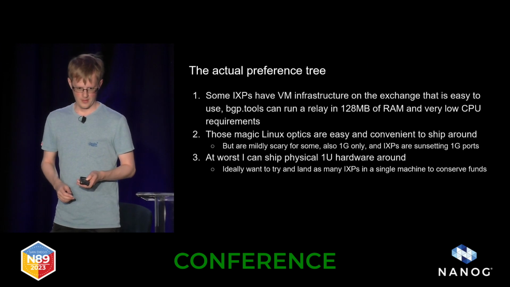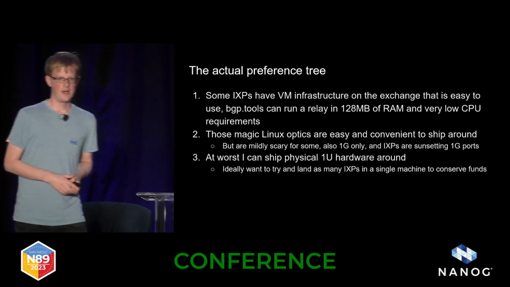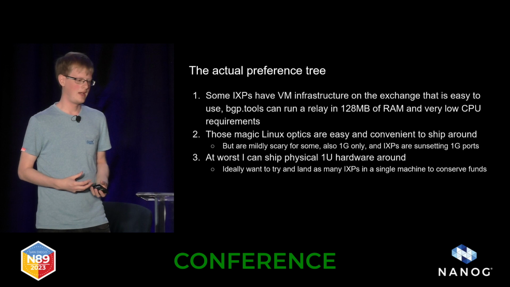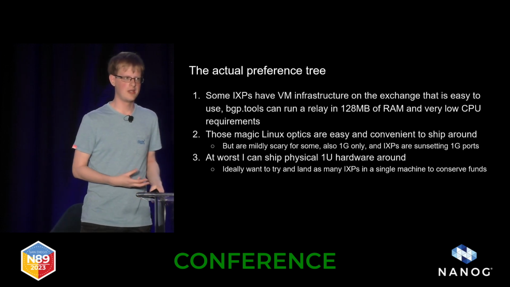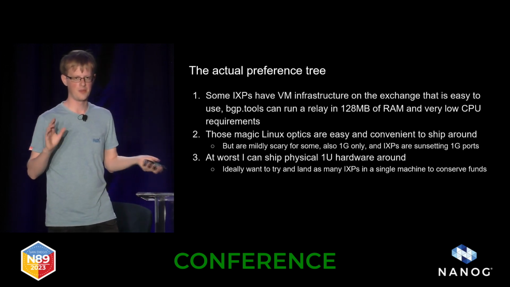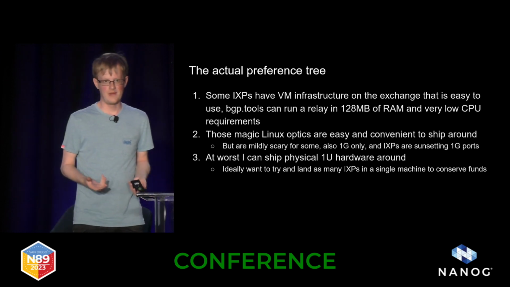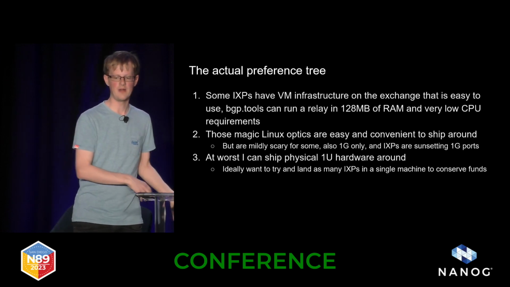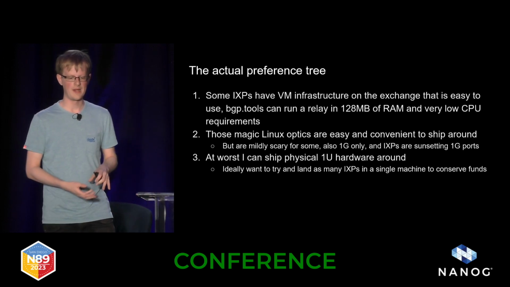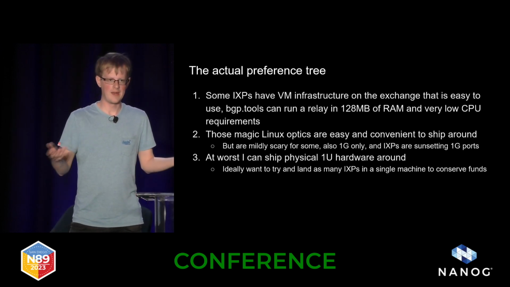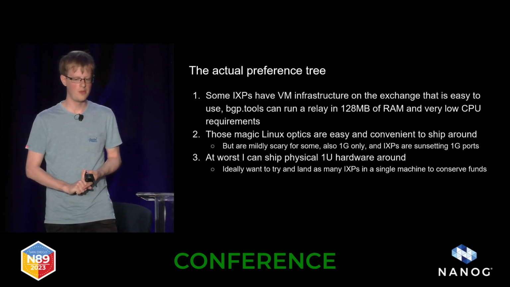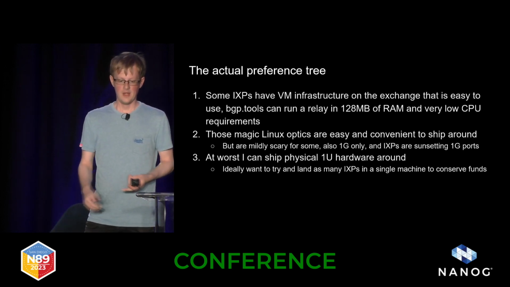So the general preference tree that I do when I'm working with internet exchanges is basically the following. Most IXPs have things like root servers, and a lot of the root servers these days are virtual machines inside some other part of the rack. So by that, most IXPs have virtual machine infrastructure. So bgptools will happily run a relay in a very small amount of RAM on that exchange. But given they already have the infrastructure to put a virtual machine on the exchange, and normally they have some kind of small amount of internet access, then I go and offer things like those Linux optics.